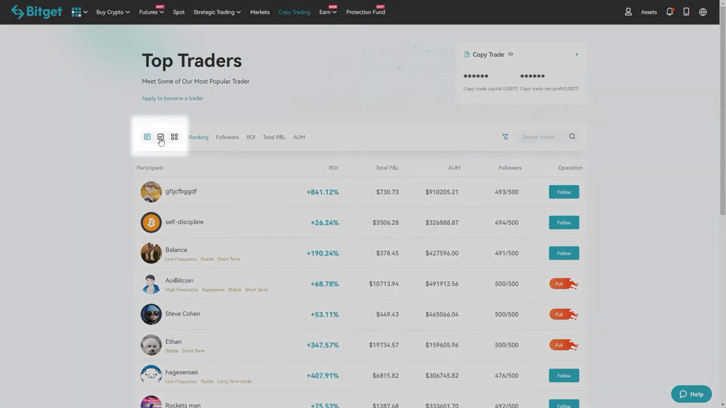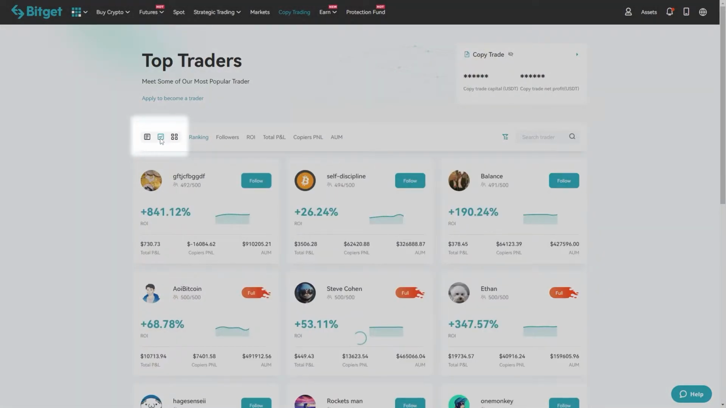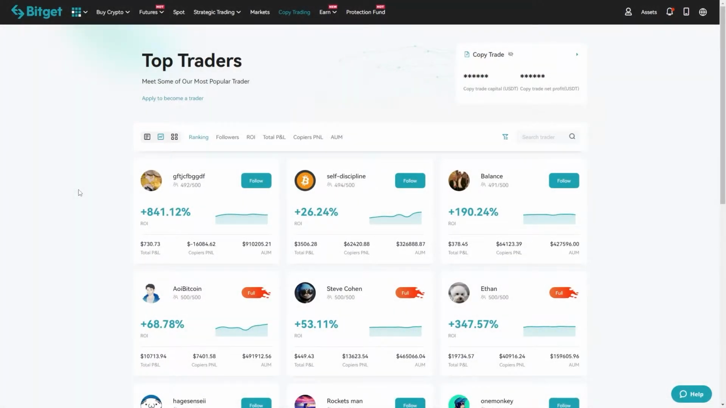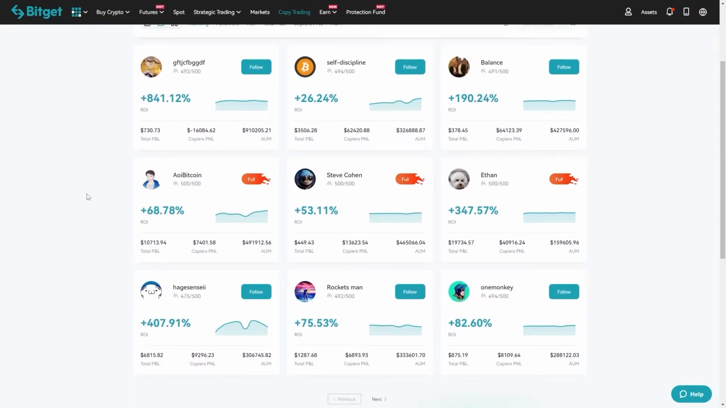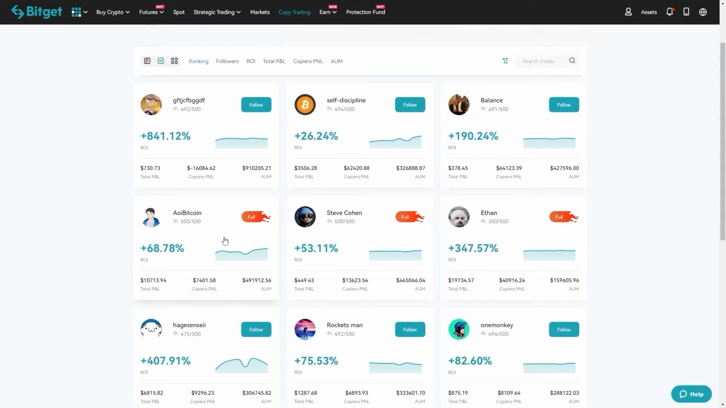Now let's switch from list view to graph view. This will provide a performance graph and additional information about copiers' P&L, which basically shows how much the copiers have been earning by copying the given trader. It should be a warning sign if a trader's copiers are heavily in losses.